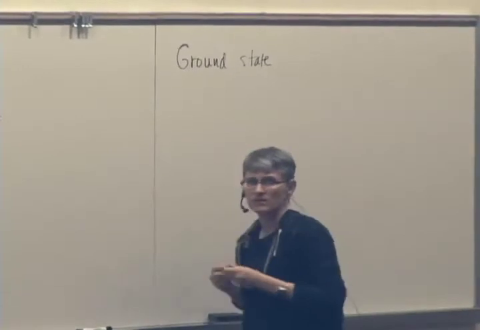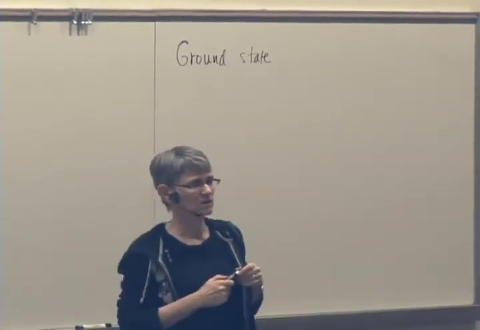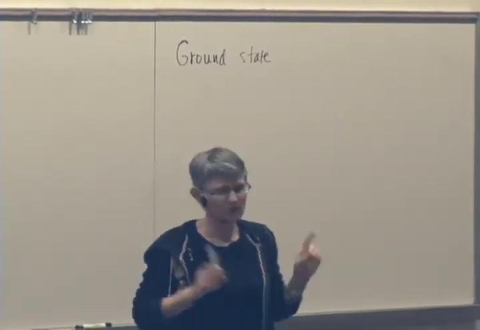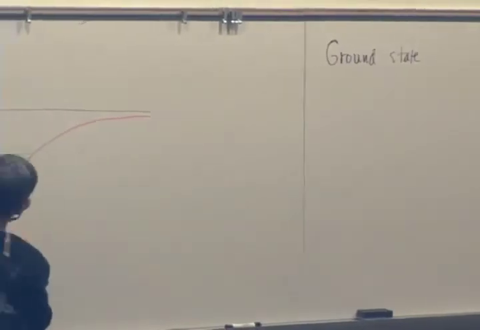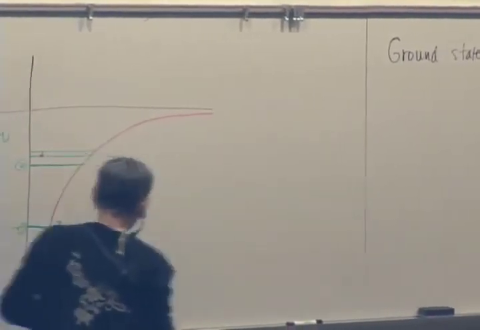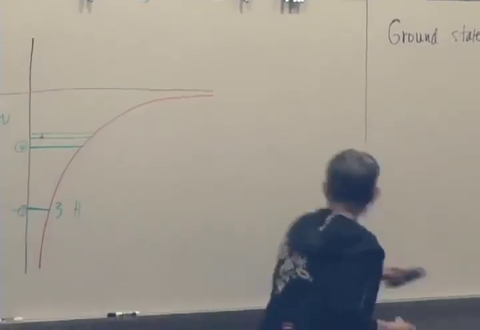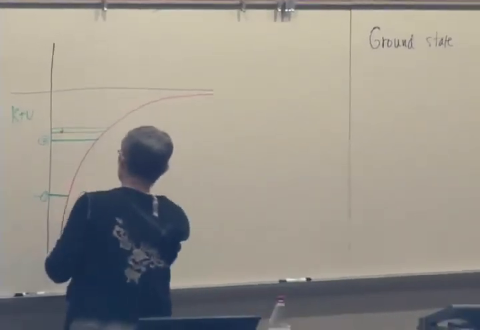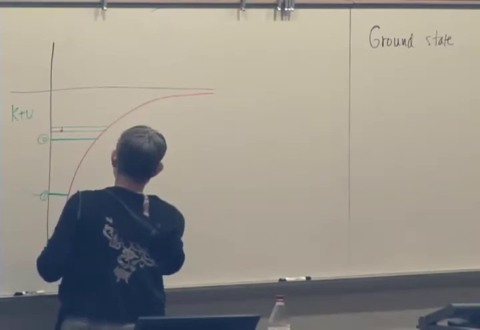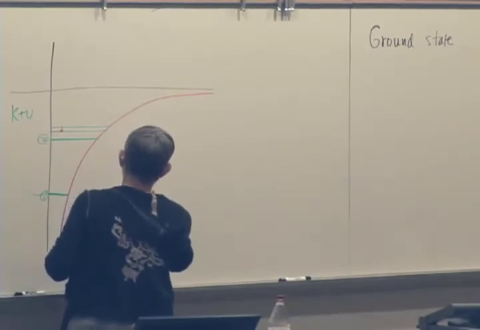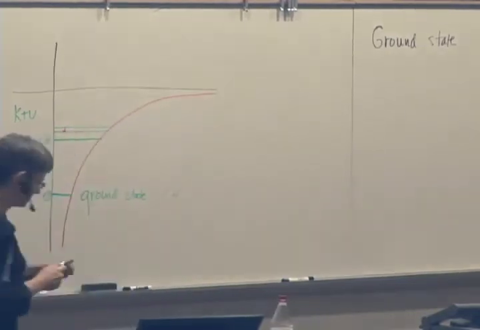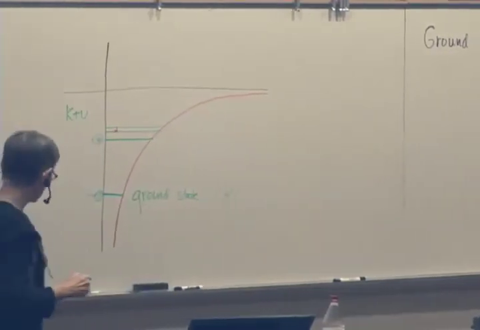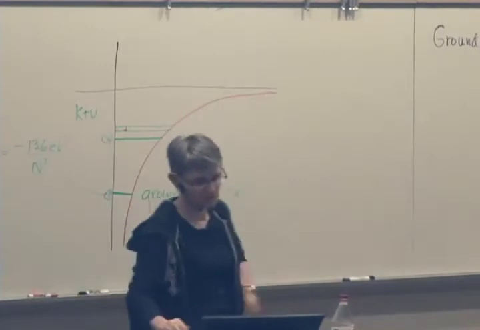So what does ground state mean? The lowest possible energy level for that system. So for hydrogen, this is the ground state: negative 13.6 eV. For other atoms, it's different.